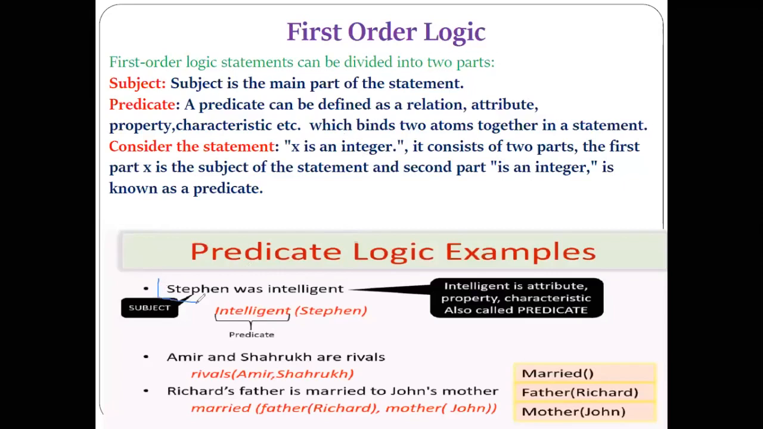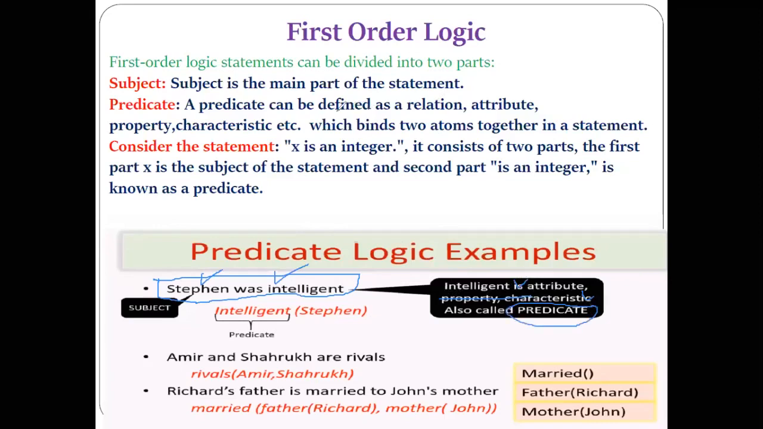Now here we have the first example. Stephen was intelligent. I hope all of you can see it clearly. Yes, sir. I have written the statement, Stephen was intelligent. Now tell me, what is the subject in this statement? Stephen is the subject. You can easily see, and I have written it there also. Now, what is the predicate? Intelligent. As you can see, this is the predicate as an attribute, property, or characteristic, which we call a predicate.